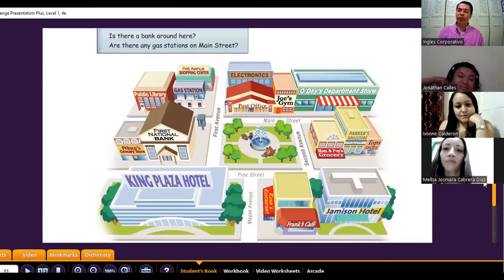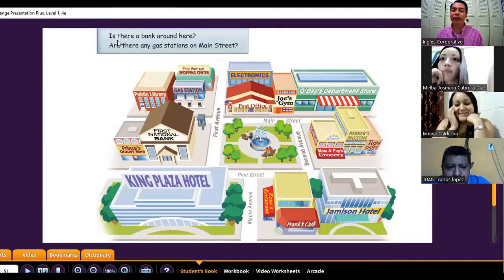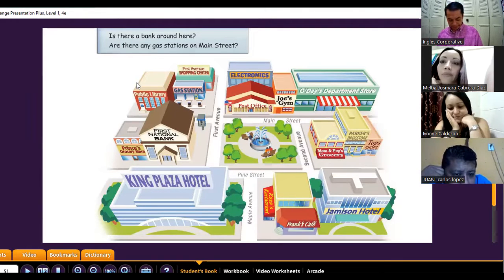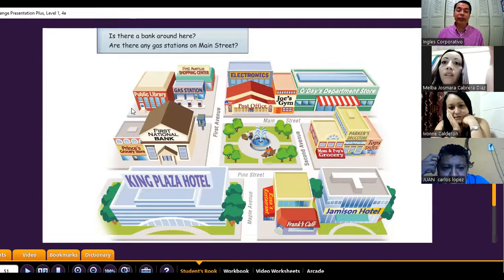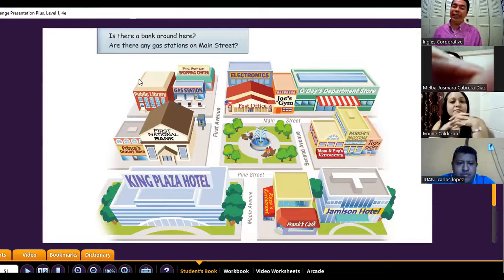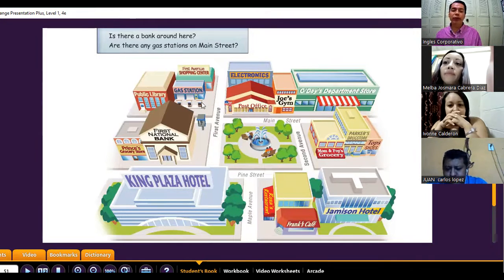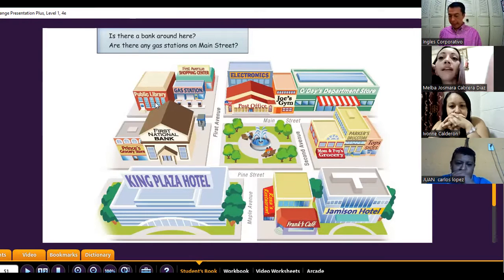Okay, Melba, you have two options. You're going to make the question for singular, is there? Or you're going to make the question in plural, are there, right? When you say are there, Melba, you have to say any, because you make this in the question. Okay, go ahead, please. Instead of saying a bank, you're going to say a hotel. Or are there any hotels, for example, in plural, right? Or is there a hotel, for example? But you can say grocery store, gym, post office, gas station. Okay. JC, is there a gas station around here?